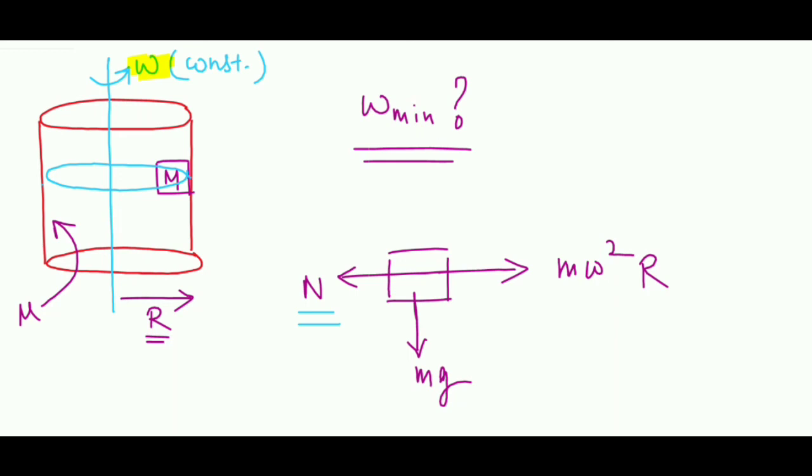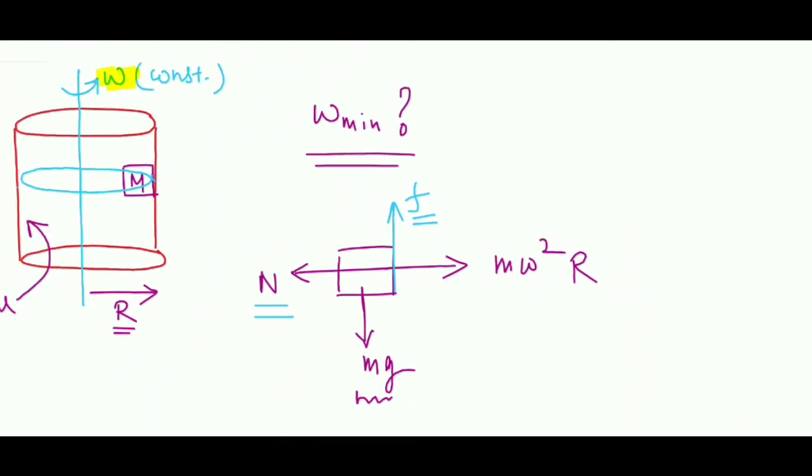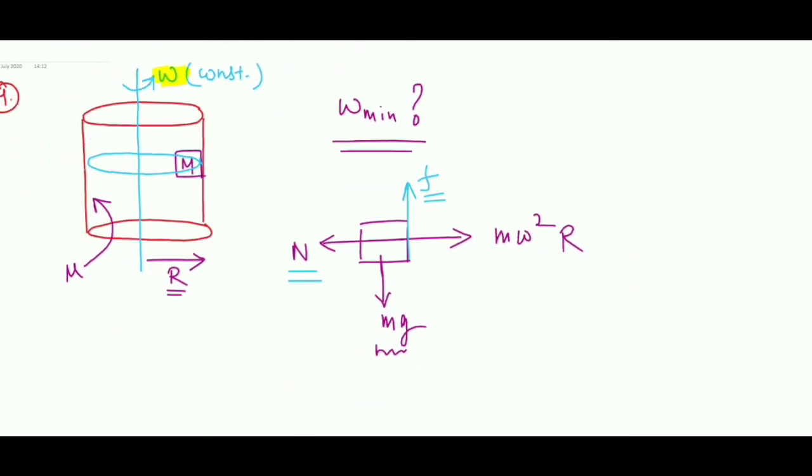Now, which force is trying to push the block downwards? mg. And the force which can help this block stay where it is, is friction. Friction is the force which does not want separation, so it will try its best to hold on to this mg. And what is the value of friction? The maximum value of static friction is mu into n.